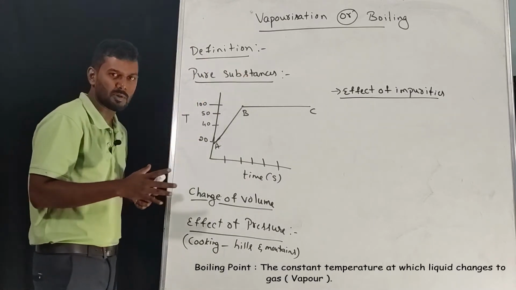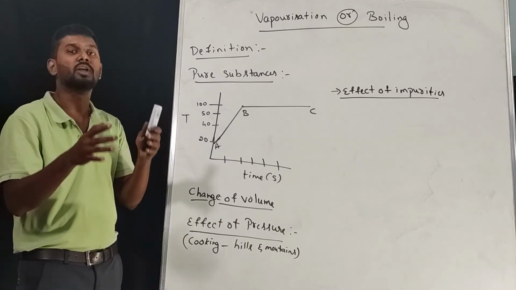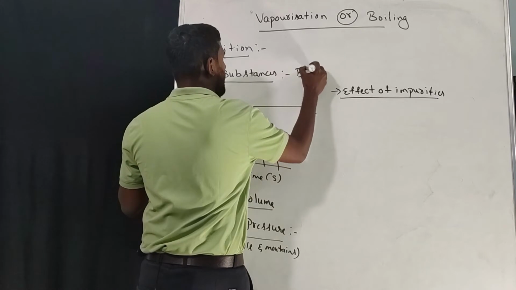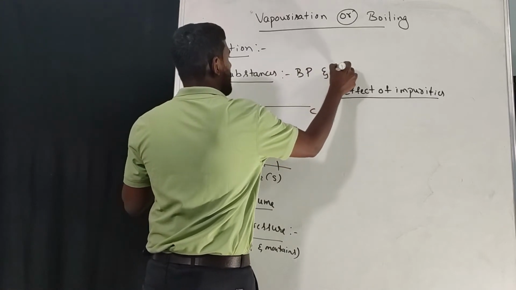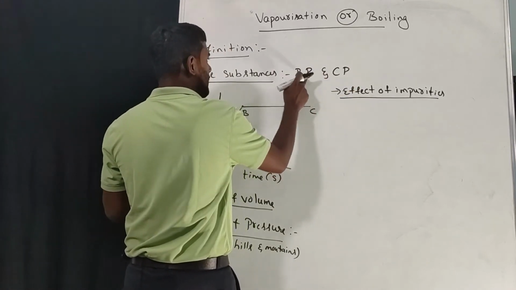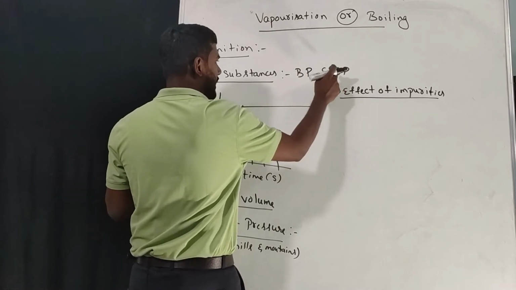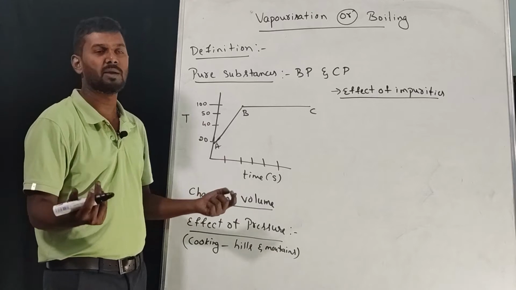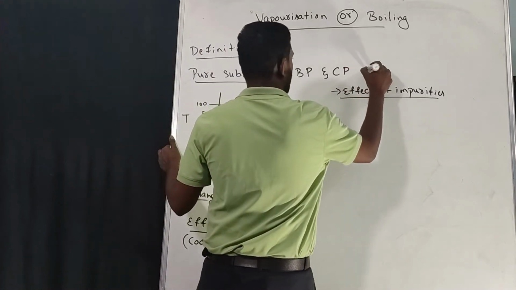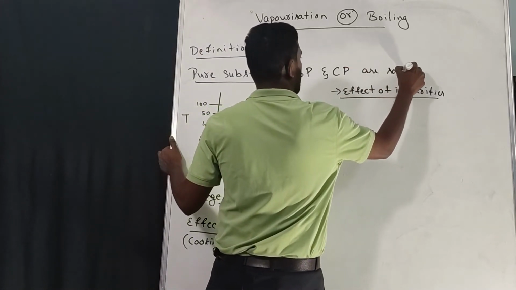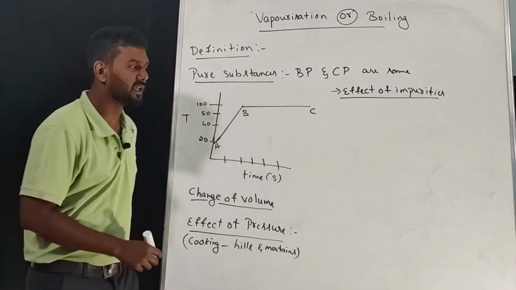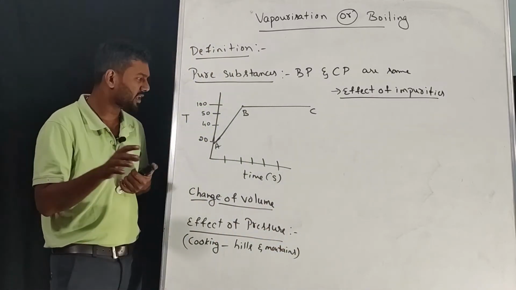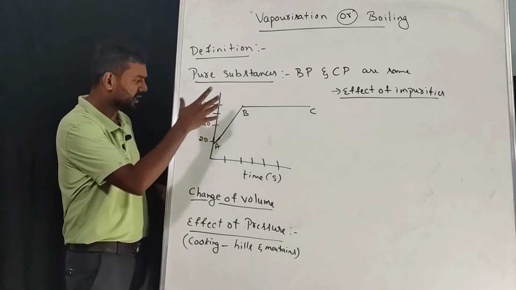Now we'll talk about pure substances. For pure substances without impurities, the boiling point (BP) and the condensation point are identical. Identical means same. Or you can write it as identical, anything is fine. Now we'll talk about the heating curve of water. Very easy, and easy to understand also.